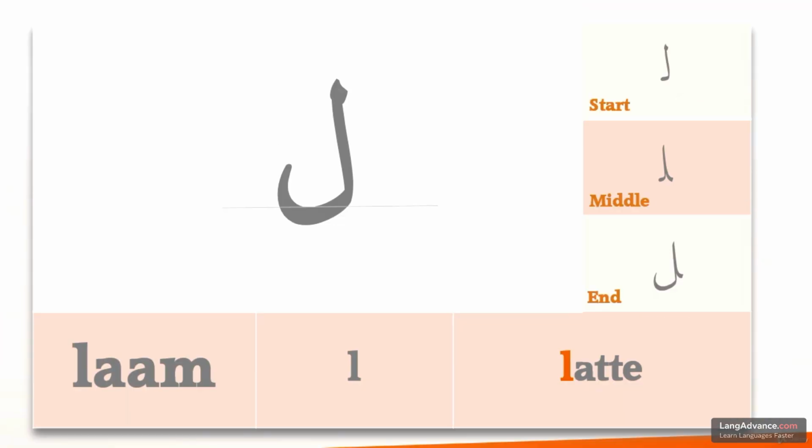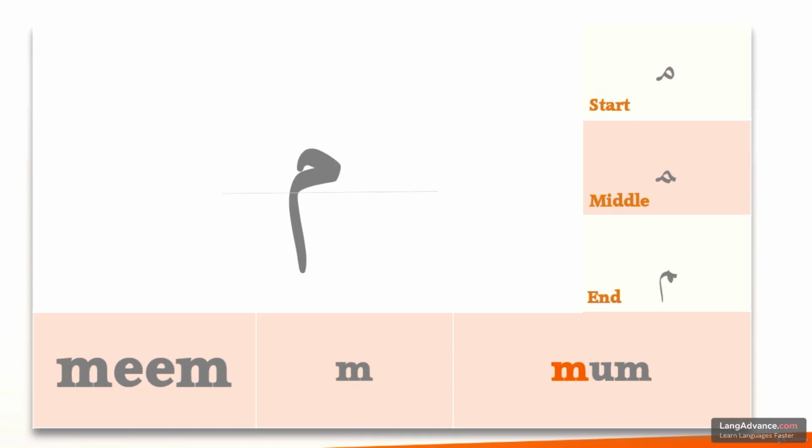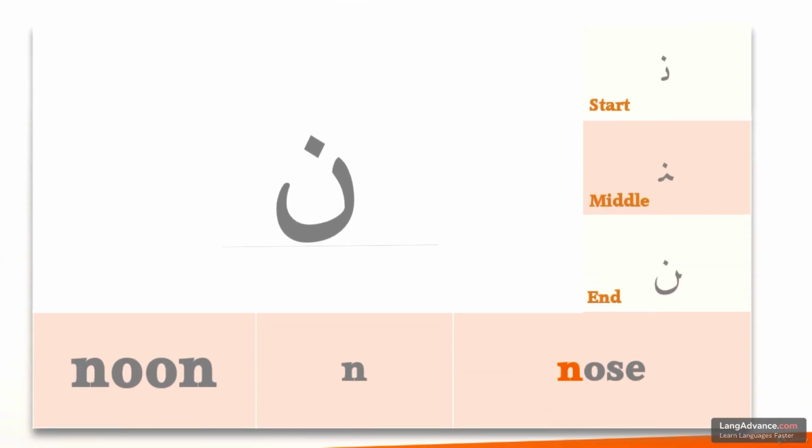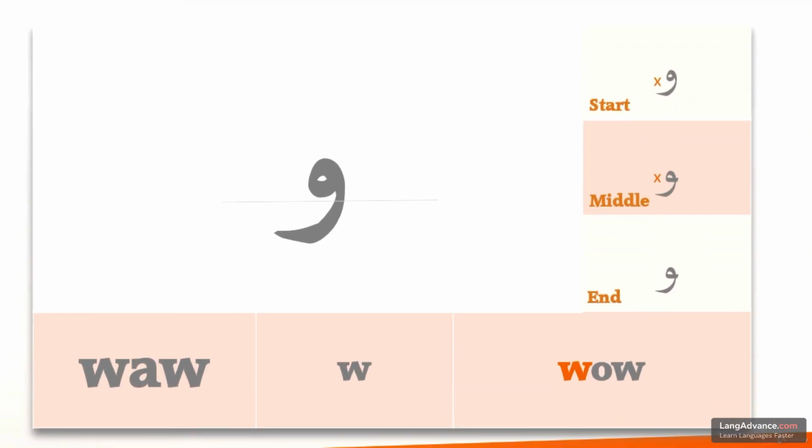The letter calf. The letter lam is like the L in English. Meme is like the M in English, like mum. And we have noon. Noon is like the N in nose. It's similar to the English N. Wow is like W in English, like in the word wow. And wow doesn't connect with the next letter when it's at the start and middle.